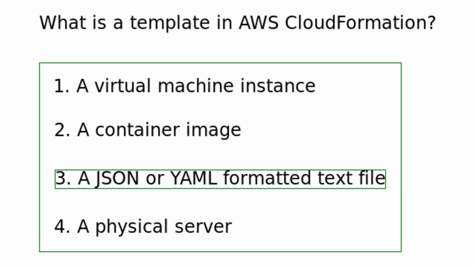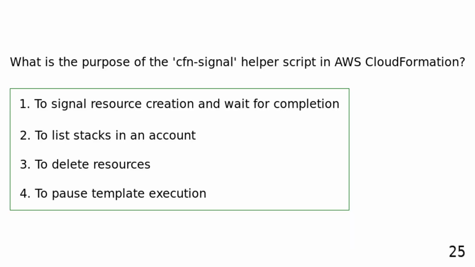A template in AWS CloudFormation is a JSON or YAML formatted text file that defines the AWS resources and their configurations for the infrastructure deployment. What is the purpose of the cfn-signal helper script in AWS CloudFormation?